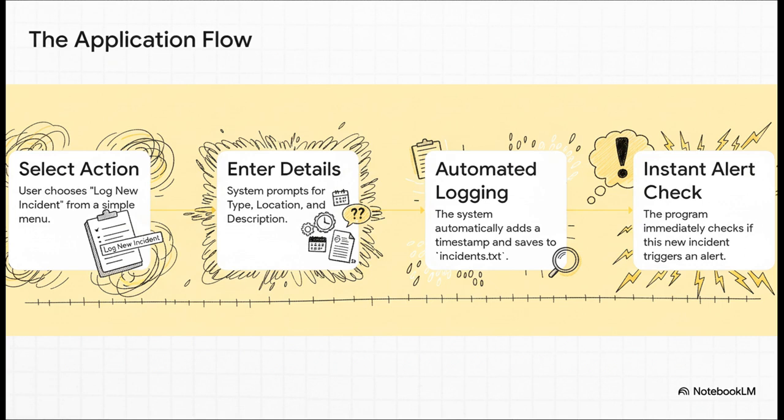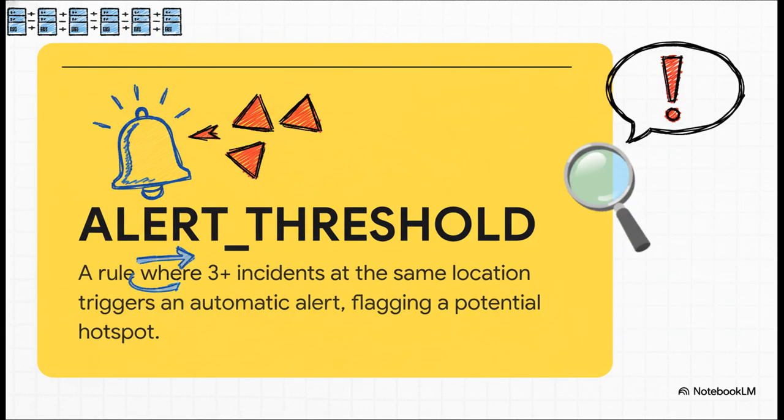But look at step 4. This is the magic. It doesn't just save the data. It immediately analyzes it. And this, right here, is the secret sauce. Tucked away inside the code is a constant called alert threshold, and it's set to 3. So every single time you log a new incident, the program scans the entire log file. If it sees that the same location, let's say the server room, has now shown up 3 or more times, bam, it automatically triggers an alert. This is what transforms the tool from just a simple logger into a proactive monitoring system. It's basically shouting, hey, you, something is repeatedly going wrong right here.